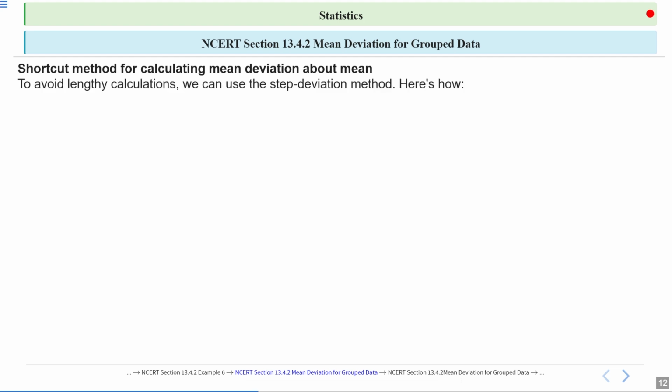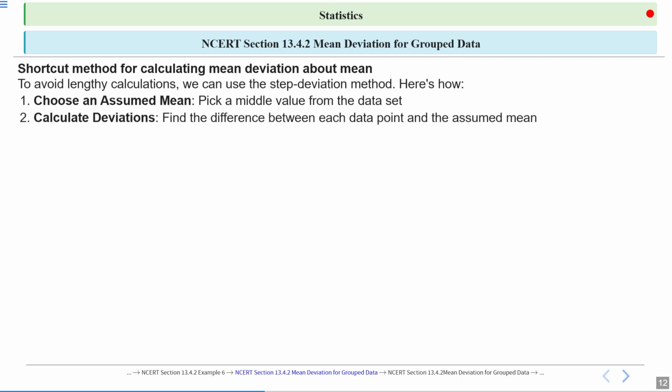So let's start by understanding why we use the step deviation method. Instead of working with the actual data values, this method lets us simplify the calculation by using easier numbers. So here's how. The first step is to choose an assumed mean. So pick a middle value from the data set. Next, we calculate the deviations. So for each data point, we subtract the assumed mean.